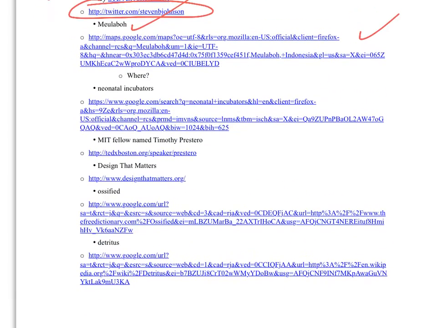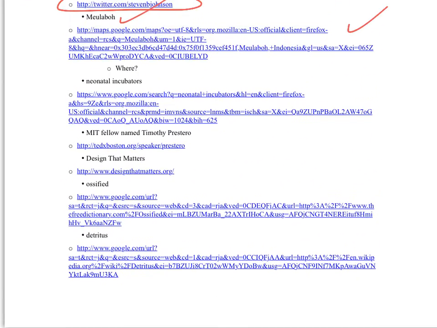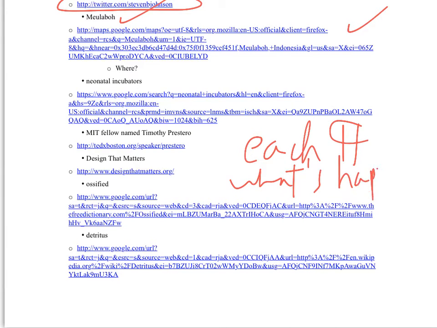As I'm working my way through the article, what I'm trying to do is very simple. It's trying to figure out what happens in each paragraph. What's happening.